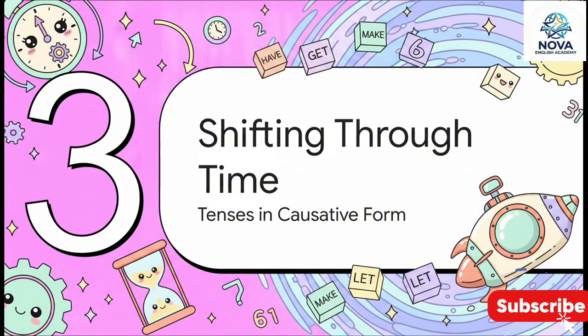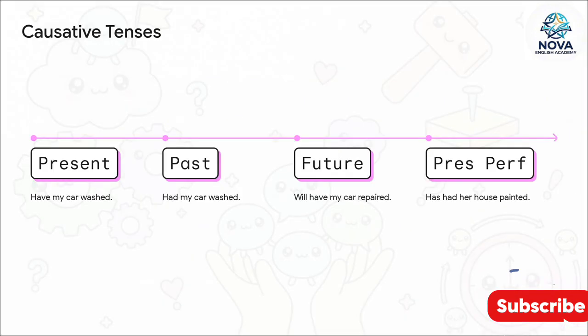Let's see how tenses work in the causative form. Now, when we shift through time, the object and the past participles stay perfectly anchored. They literally do not change. All you have to do is shift your have verb along the timeline to match when the service actually occurred. If it's every week in the present simple, you say, I have my car washed.